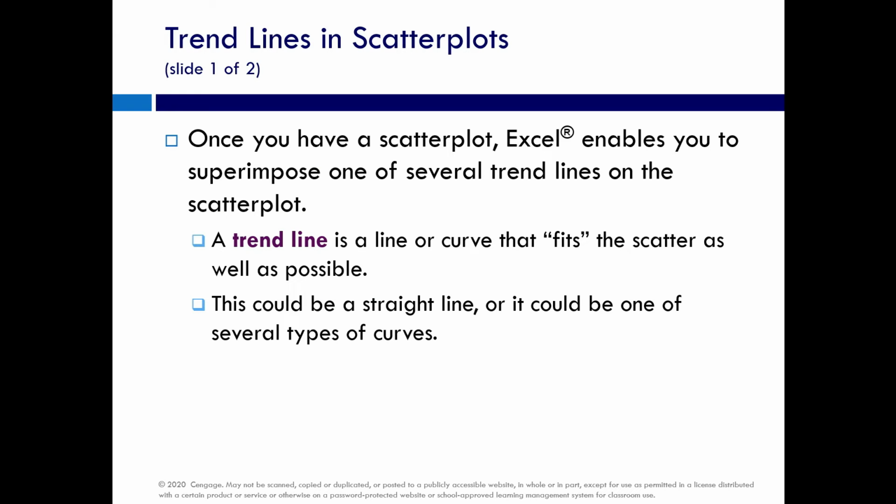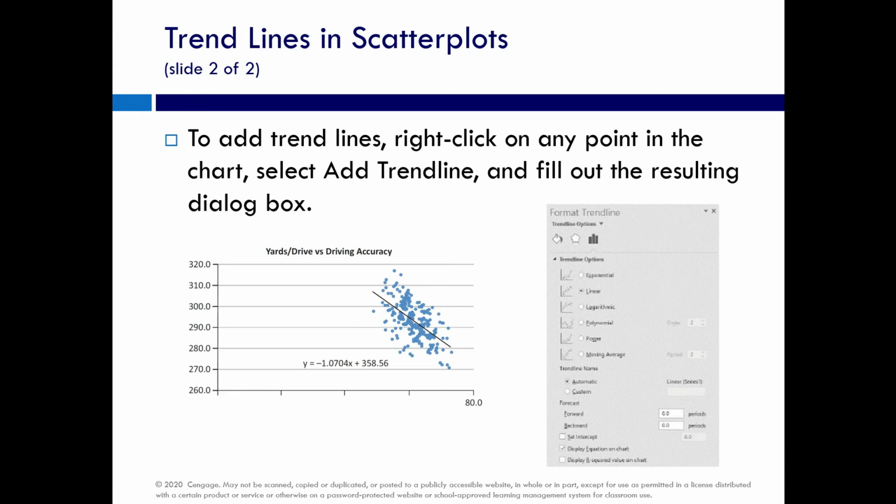Trend lines in the scatter plot. Once you have the scatter plot, Excel enables you to superimpose one of several trend lines. A trend line is a line or a curve that fits the scatter as well as possible. This could be a straight line or one of several types of curves. To add a trend line, right-click a point on the chart, select Add Trendline, and fill out the resulting dialog box. So here we have a negative trend.